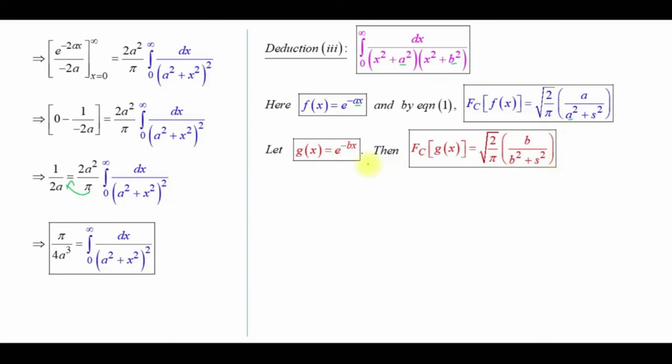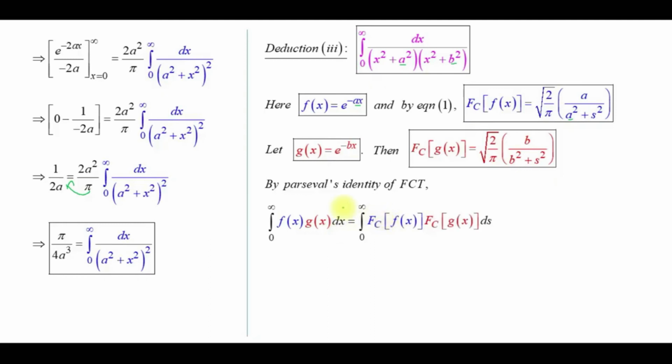So we know the Parseval identity formula: the integration from 0 to infinity of f of x g of x dx equals the integral from 0 to infinity of Fourier cosine of f of x into Fourier cosine of g of x ds. Now substitute f of x equal to e power minus ax, g of x equal to e power minus bx, Fourier cosine of f of x equal to square root of 2 by pi into a divided by a square plus s square, and Fourier cosine of g of x equal to square root of 2 by pi into b divided by b square plus s square.